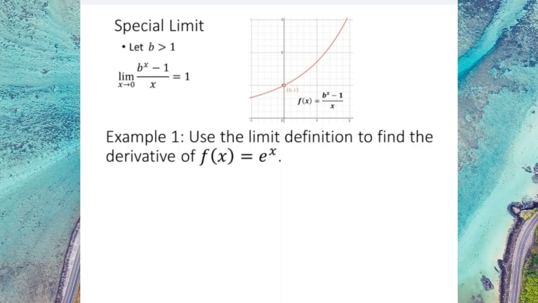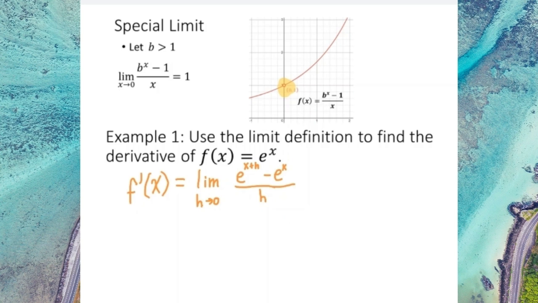On the right, though, I do have the graph of f of x equals b to the x minus 1 when b is greater than 1. And you can see as x approaches 0, our function is approaching the point 0, 1. So our limit as x approaches 0 of b to the x minus 1 over x will be equal to 1. Now we can turn our attention to finding our derivative of e to the x.